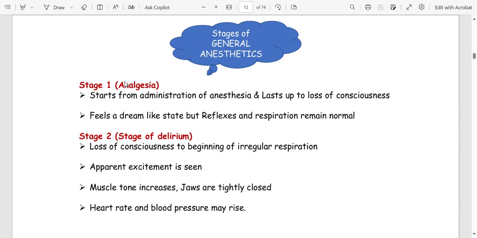So this is just again explaining the same stages. In stage 1, the analgesia, it starts from the time of administration of the anesthetic and lasts up to the loss of consciousness. In other words, if someone is conscious, immediately they become unconscious, stage 1 is done. At this point, it feels like a dream. You are about to transition, going slowly, slowly until the consciousness is gone. And then stage 2 is a stage of delirium.